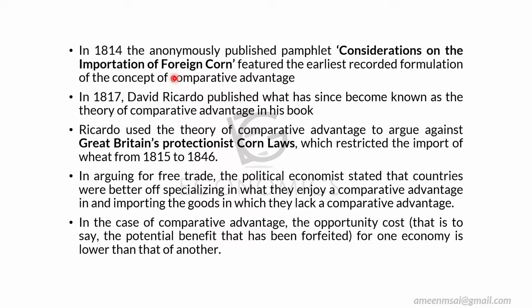With regard to this pamphlet, in 1817 David Ricardo published what has since been known as the theory of comparative advantage in his book. The name of the theory, comparative advantage, was of course commonly used through that time, but it was David Ricardo who established that concept as a theory in his book, in 1817. Ricardo used the theory of comparative advantage to argue against Great Britain's protectionist corn laws, which restricted the import of wheat from 1815 to 1846.